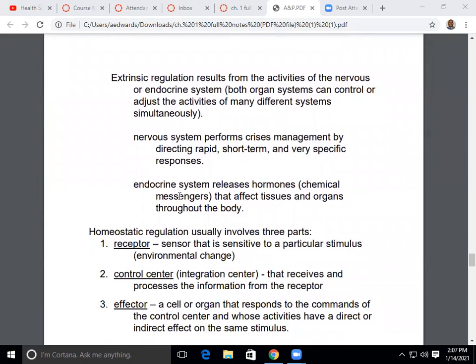The nervous system uses rapid, short-term, very specific responses. It's fast. The endocrine system is relatively slow in comparison. It uses chemical messengers, which might sound fancy, but it just means it has hormones. Hormones are chemicals, and those chemicals have a function. They tell your body what to do. A messenger sends a message, and it's a chemical that sends a message. They affect organs and tissues around your body.